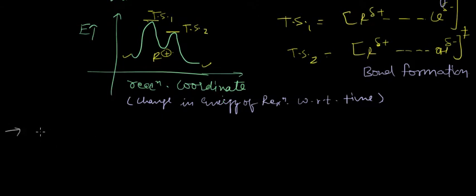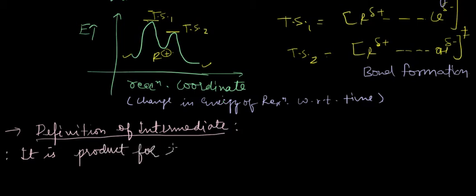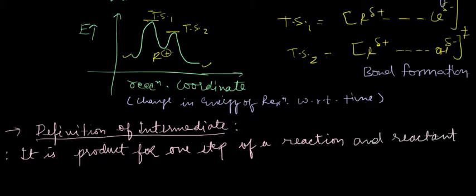Okay, so let's delve into the definition of intermediate. So an intermediate is a product of one step of a reaction and a reactant for another step of the reaction. That simple. So it is a product for one step of a reaction and reactant for the other step.